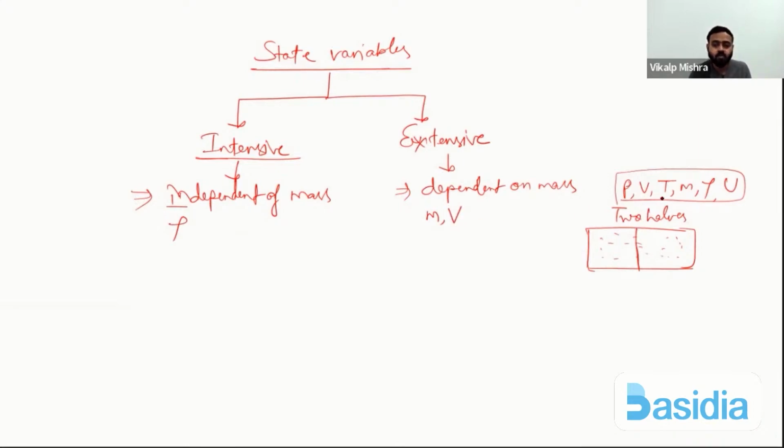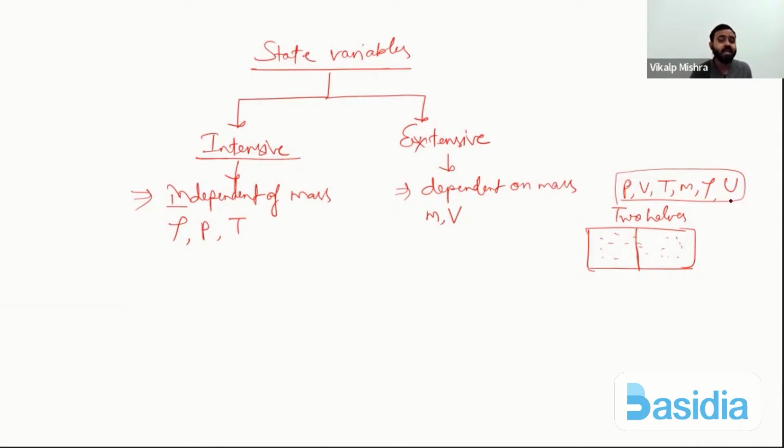Okay. Now pressure will not change. If you are in a room and that room is divided into two halves, so in both rooms pressure will not change. So pressure is independent of mass, or we can say intensive variable. Temperature will also not change. If you are in a room, you just divide that room into two halves. In both halves, temperature will be same. Okay, so temperature is intensive property.